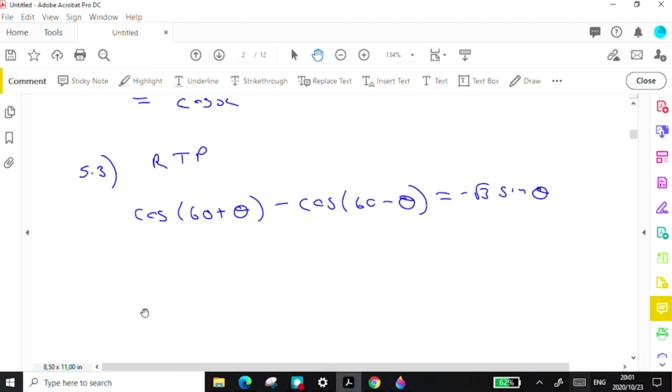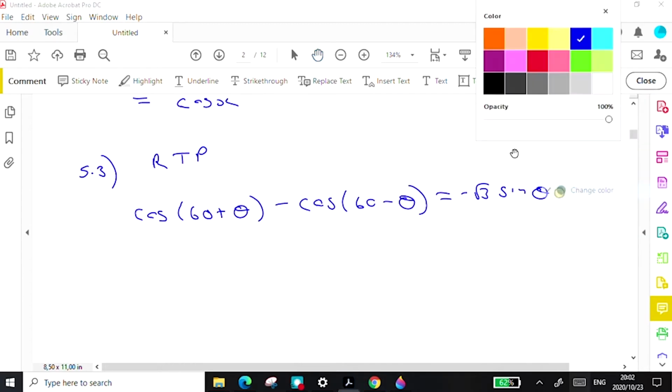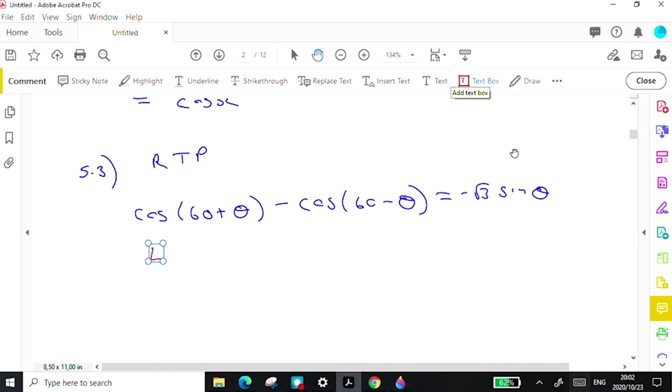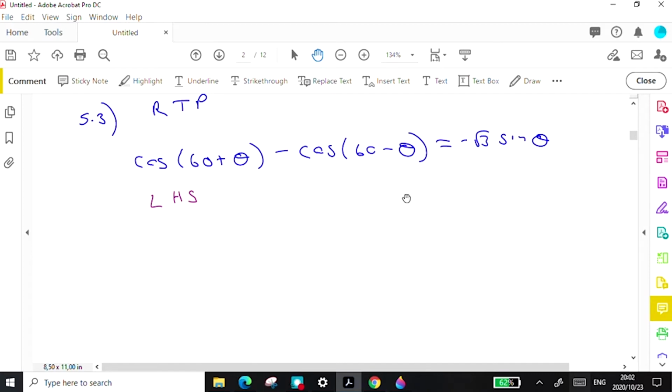So what we want to do is take the more complicated function, simplify it, and see if it's exactly the same as the right hand side. So on our left hand side, we have cos (60 plus theta) minus cos (60 minus theta).